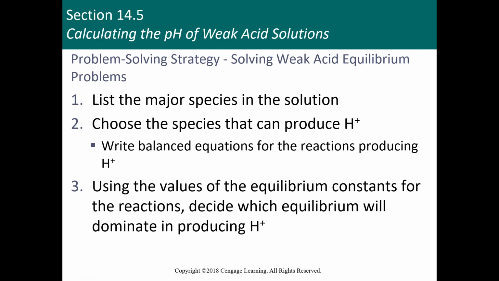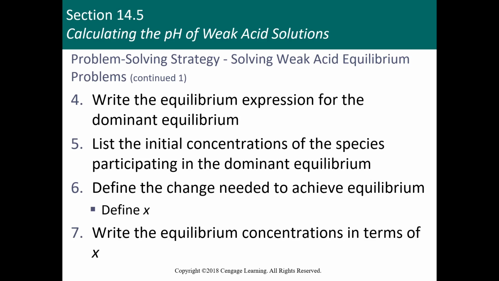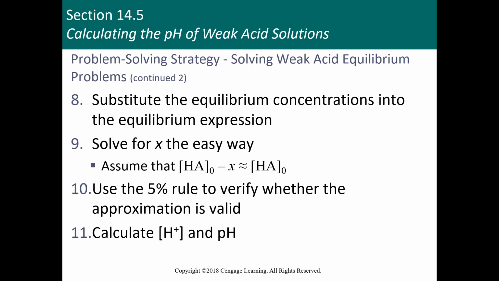You don't actually have to write HCl, HF, whatever. Use the values of the equilibrium constants for the reactions. Decide which equilibrium will dominate in producing H+. Write the equilibrium expression for the dominant equilibrium. List the initial concentrations of the species participating in the dominant equilibrium. Define the change needed to achieve equilibrium. Define X. Write the equilibrium concentrations in terms of X. Substitute the equilibrium concentrations into the equilibrium expression.